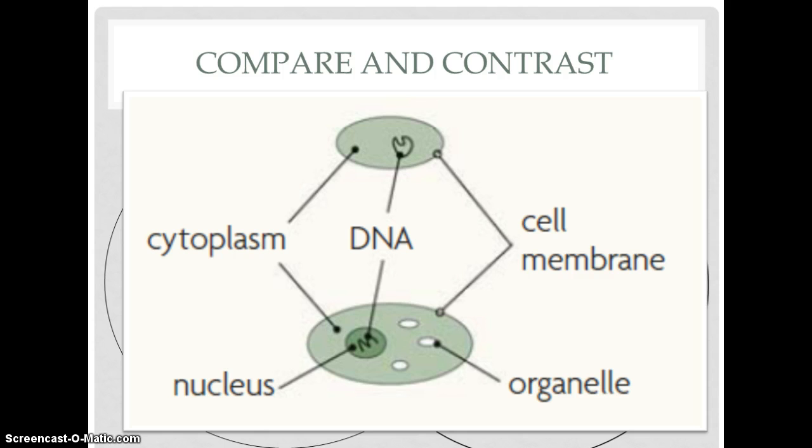Here is a visual diagram which represents both types of cells. Prokaryote cells are being pictured at the top. Eukaryote cells are pictured at the bottom.